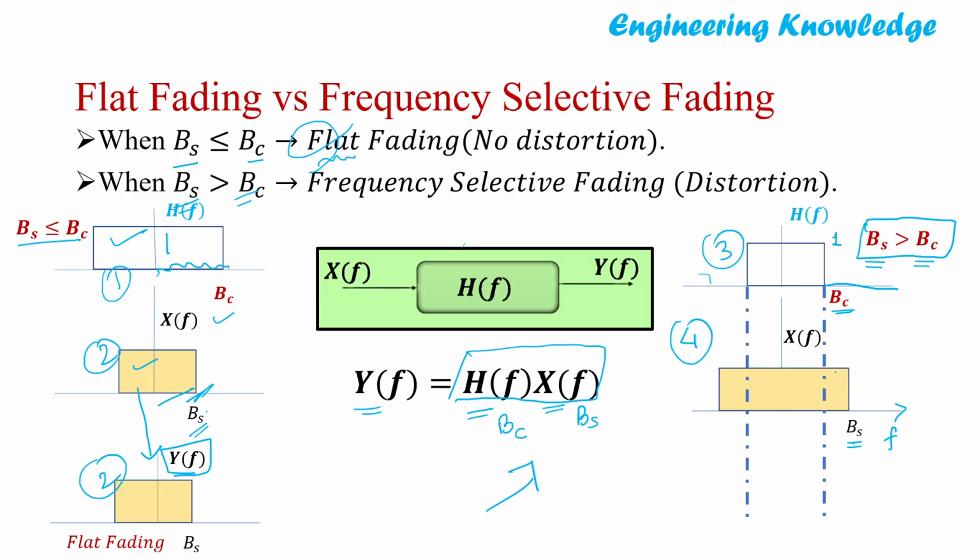This multiplication will only yield till Bc, B suffix c. This is because two things can only be multiplied if both of them are non-zero. If any of them becomes 0, the output becomes 0. So when we multiply these two, we get Y(f), which will be till Bc only. So what happens to this portion? This portion is not coming at the output. There is distortion taking place, and this is because it is frequency selective fading. And therefore in wireless communication systems, the designers will always try to sustain this characteristic, and we try to make the signal bandwidth smaller than the coherence bandwidth of the channel.